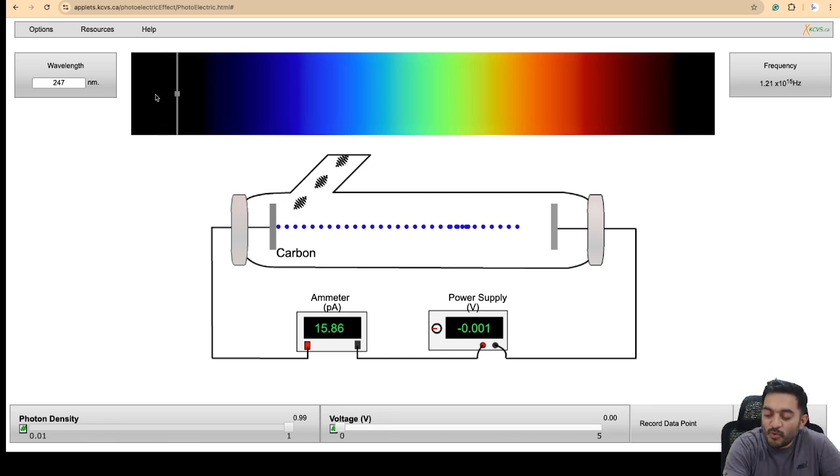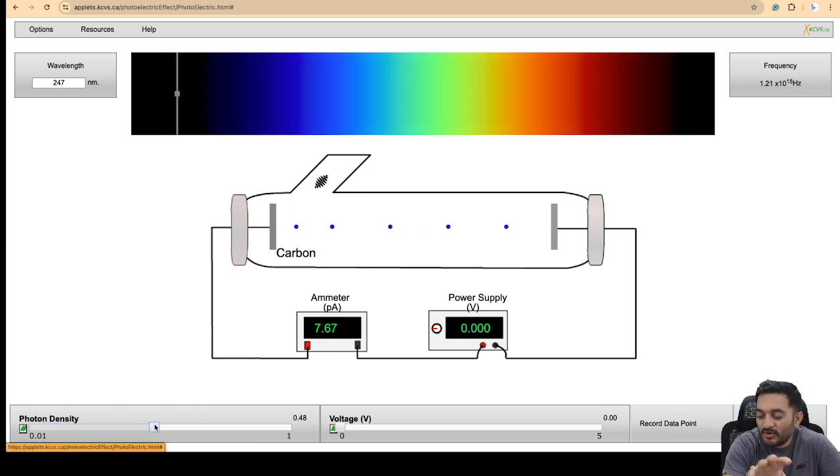If you go for more frequency, kinetic energy will be higher, or if you change the intensity, the relation is going to be the same. Lesser the intensity, emission of electrons will be less. More the intensity, the number of emitted electrons is going to be more. Okay. All this makes sense? Good. Notice one more thing.